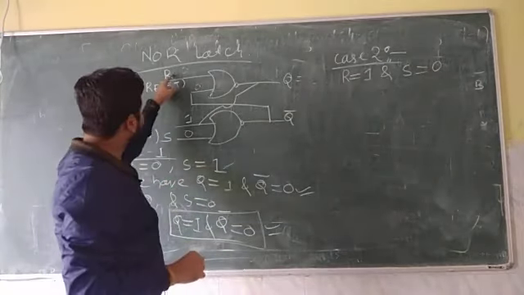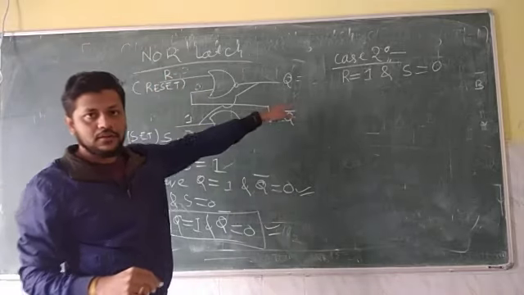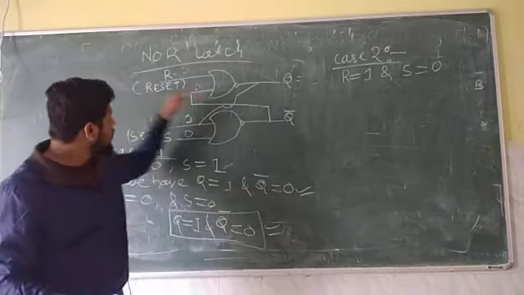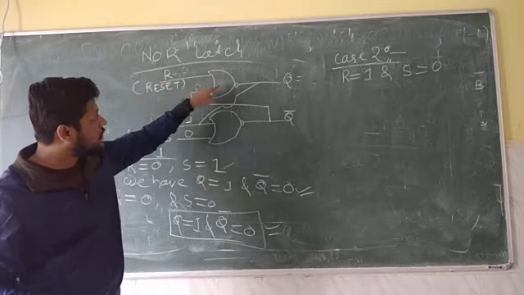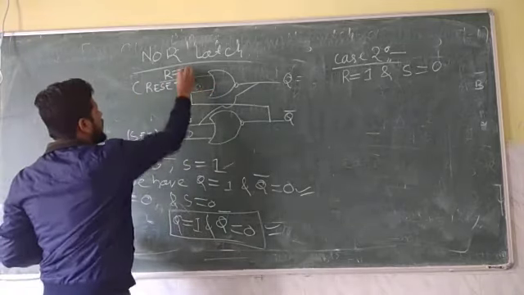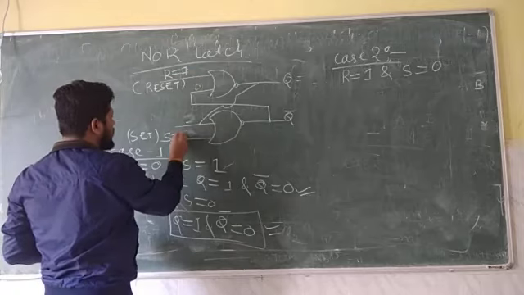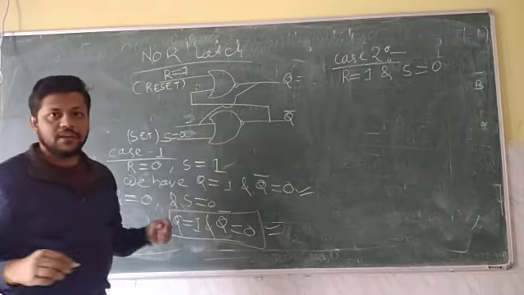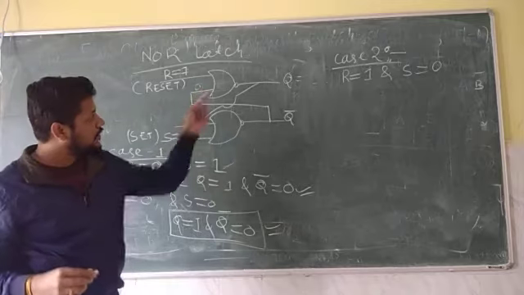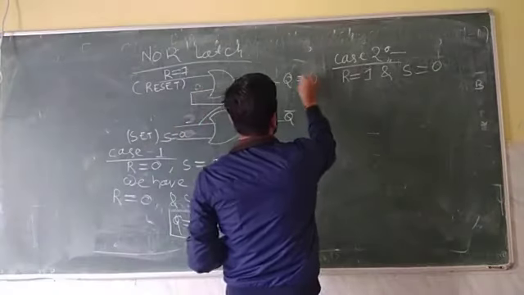So the moment R is equal to 1, what will happen? Your NOR gate is very sensitive. So which gate will turn on first? The moment we see R is equal to 1, this gate, because here we are applying R is equal to 1 and S is equal to 0. So NOR gate is very sensitive to 1. So what will happen? The moment we apply R is equal to 1, the output will be 0.